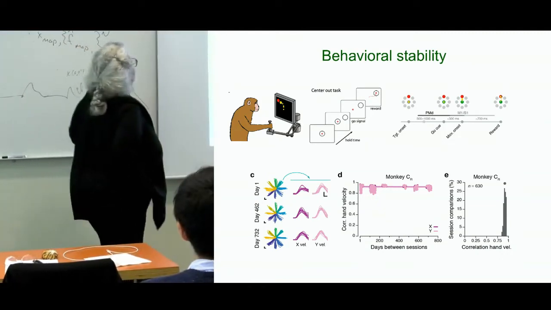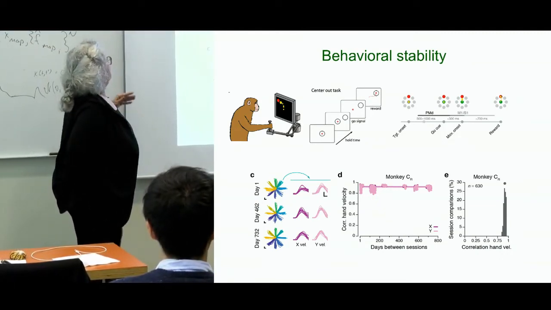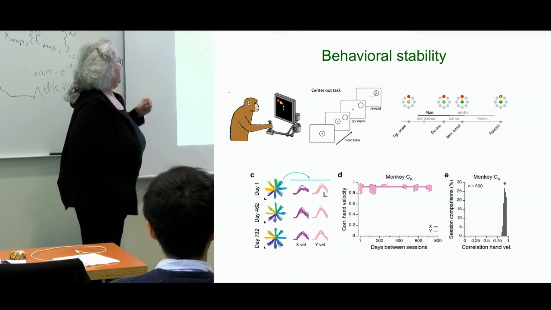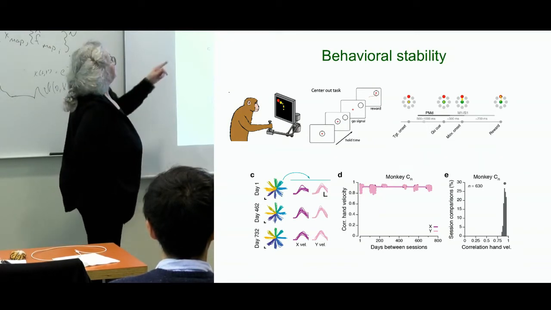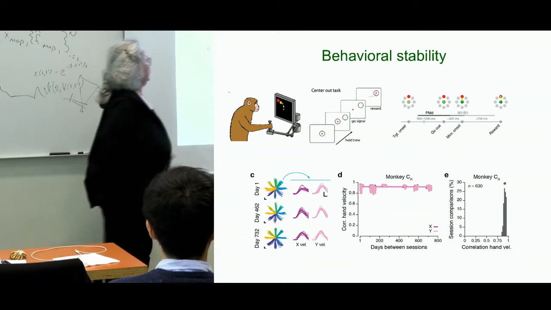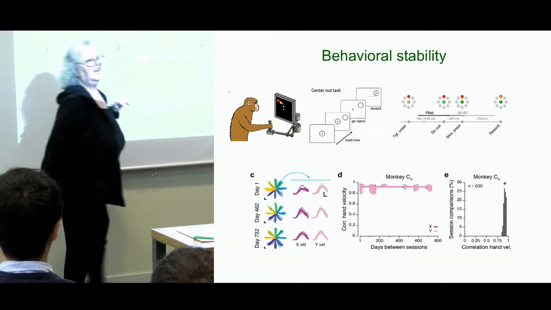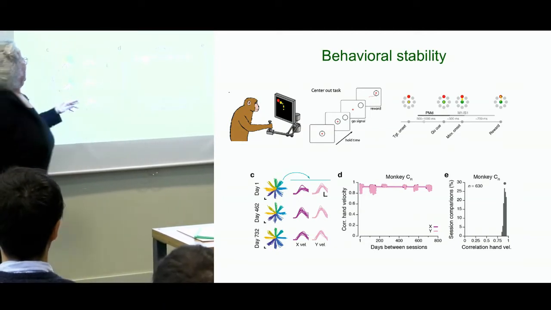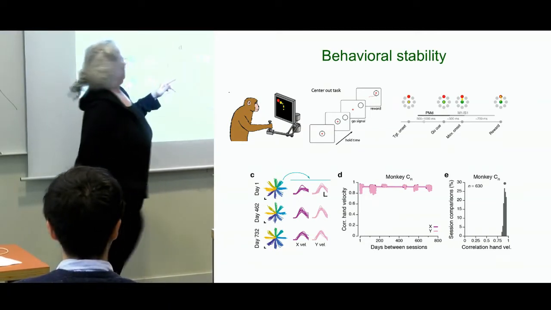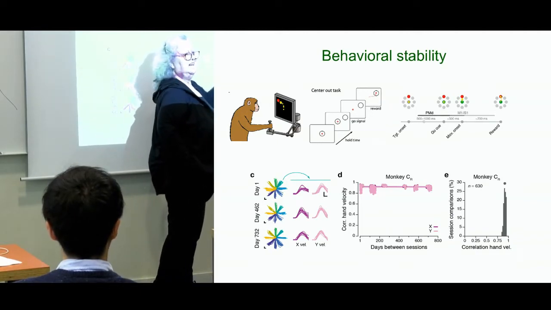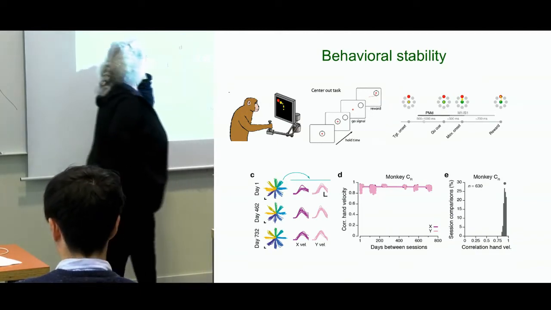And so one of the things that we observe is that when monkeys do this center-out task, they have a very remarkable behavioral stability. So this is a monkey who has been doing this task for almost 2 years. So this is days between sessions from 1 to 800. So this is 2 years of data. I mean, the monkey doesn't come to the lab every day. The data is here, here, here. Where you see the blobs, that's the data. But it's over a time period of 2 years.